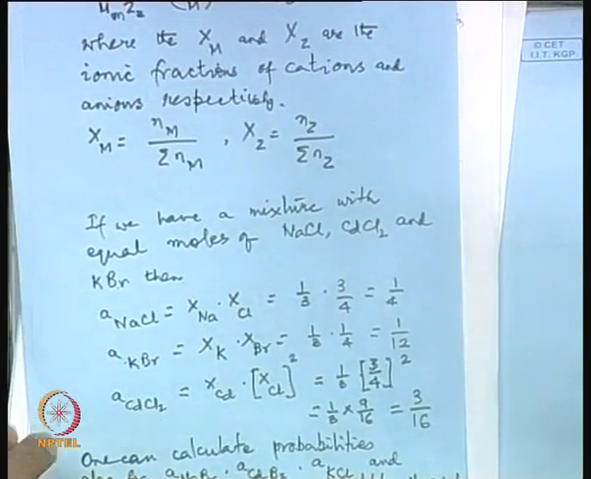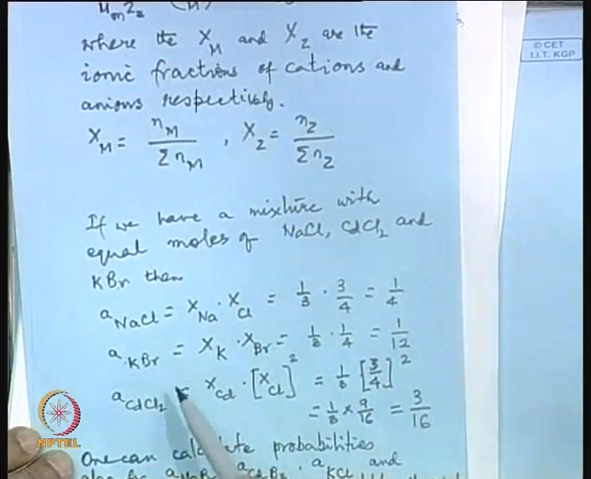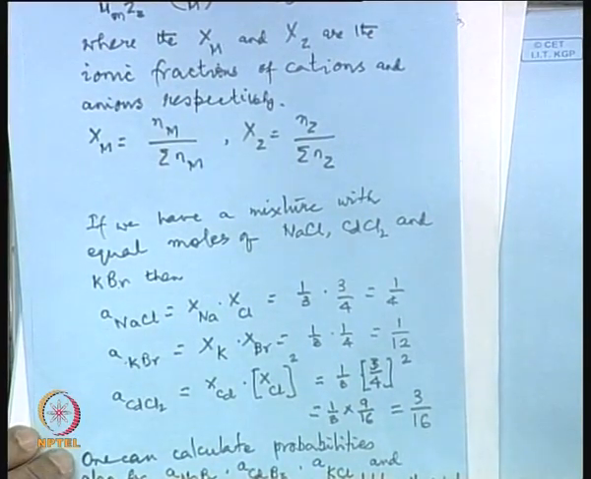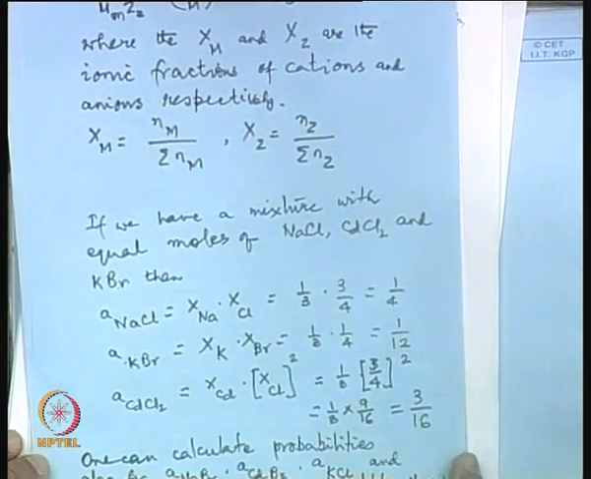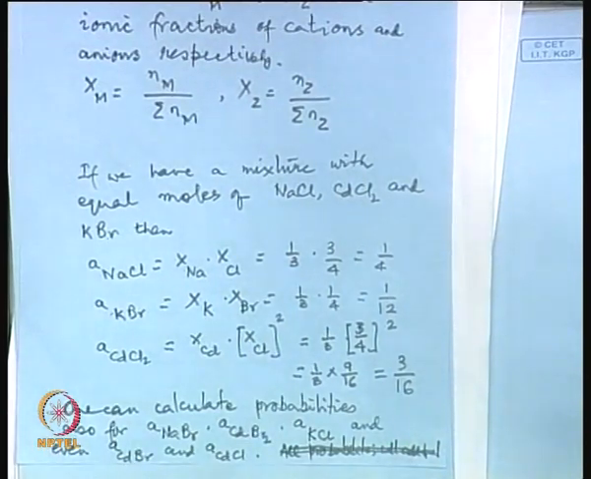So, although we have these 3 salts in equal proportions in the mixture, the activity of sodium chloride is 1/4, the activity of KBr is 1 by 12, and the activity of CdCl2 is 3 by 16. This is a very interesting implication of the basic postulate of the Temkin model. Of course, this is valid when the mixture is considered to be ideal. Very often the mixture may not be ideal, and therefore there can be deviations from these expressions, but we will not go into this.